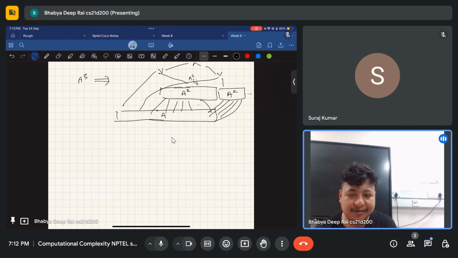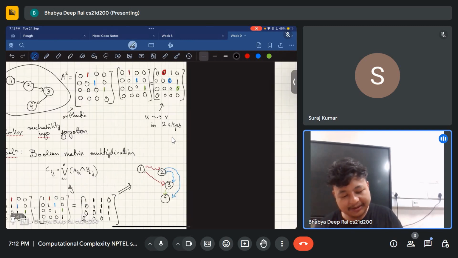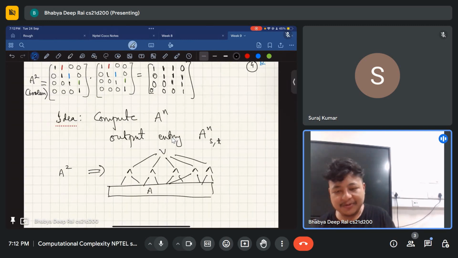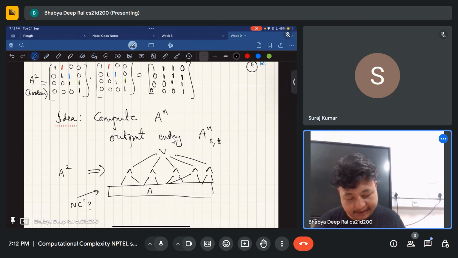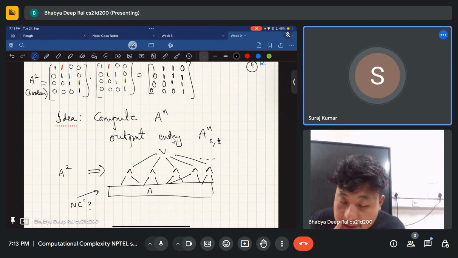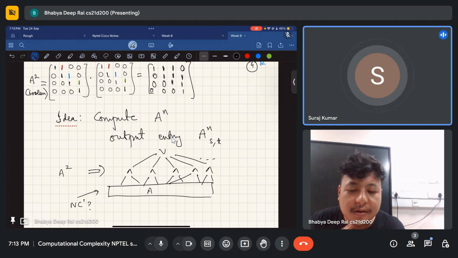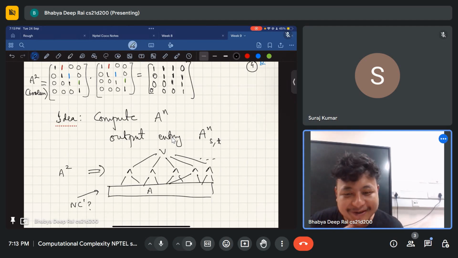And that is another problem. Another problem, okay, is that, to compute, I'll just show for this A square. What is the problem here? Is this an NC1 circuit? Suraj, can you tell me, is this NC1 or not? Yes, sir. Why is it NC1? Because it is of only depth 2. It is of depth 2, right?